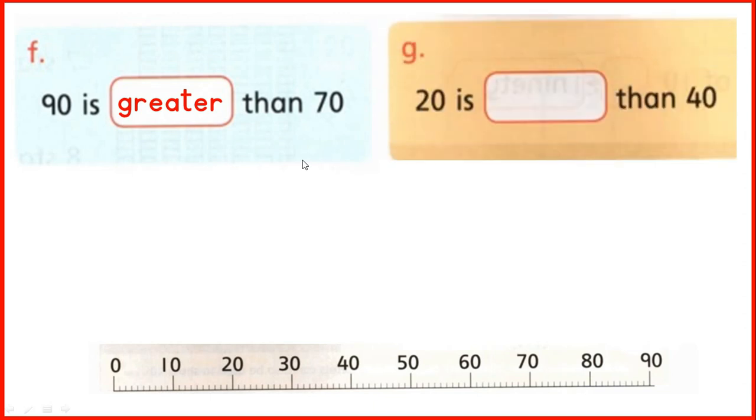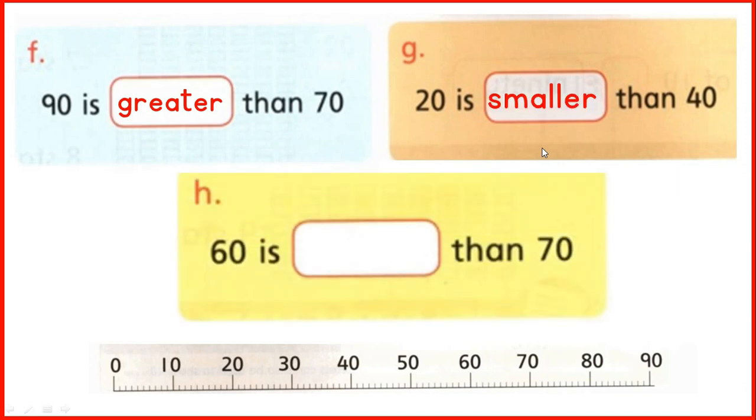Now G part, 20 is dash than 40. Where is 20? This one is 20 and this is 40. Now 20 is smaller than 40 because 20 comes before 40. Right here 20 is smaller than 40. Smaller.